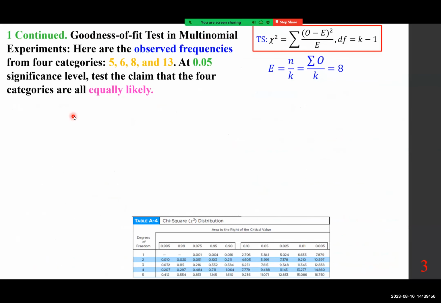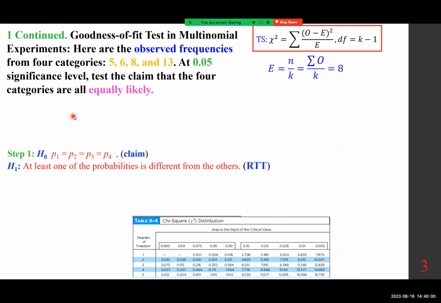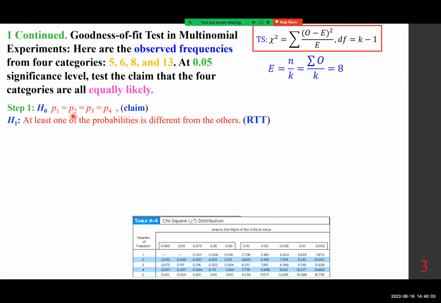Same question. We are going to write the 4 steps. Number 1, H0: P1 equals P2 equals P3 equals P4, because these are different proportions. Since there are 4 of them, we stop at 4. And since they are equal, you might say each equals 0.25. It has the same meaning. H1: at least one of the probabilities is different from the others.